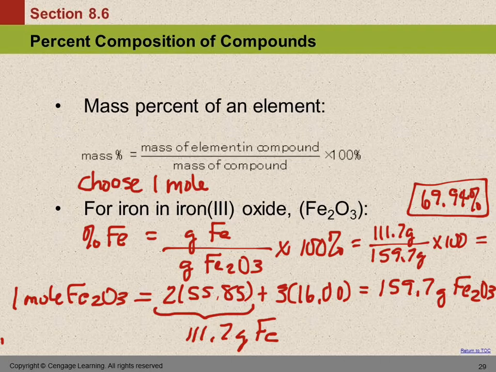Any questions? Why 4 sig figs? The molar masses that I used had 4 sig figs, and so then this rounds to 4 sig figs. If I used more accurate molar masses that had more digits, I could include more digits in my percentage.